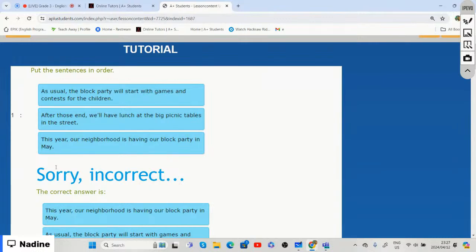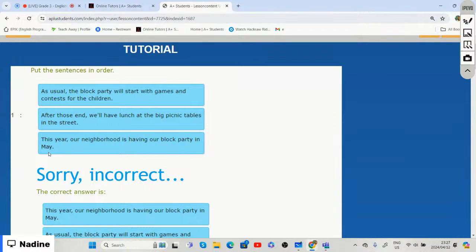All right. So we now need to put these sentences in order, right? They're giving us a few sentences, and we're going to put these sentences in order, keeping in mind what our time order words are, in order to guide us.